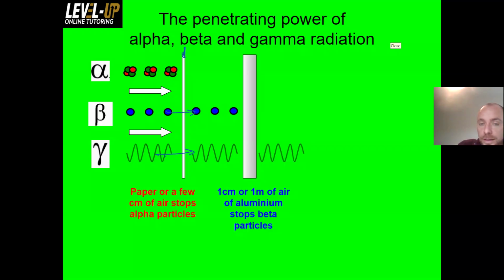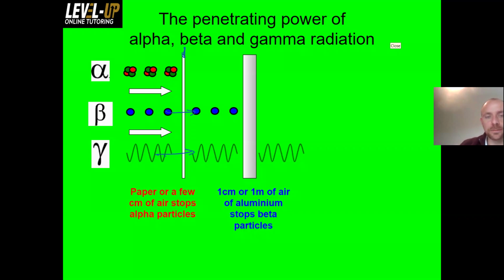Beta can go a bit further. Okay, it can go through that paper, can go through a few centimeters of air, but it will get stopped by a centimeter of aluminium or about a meter of air. Then it will get stopped. Okay, so it won't penetrate through those things.